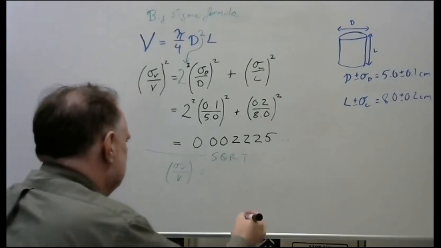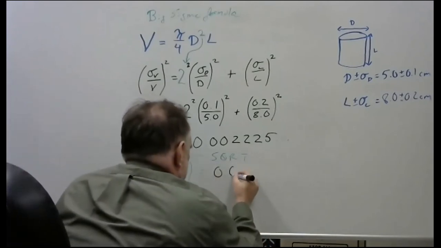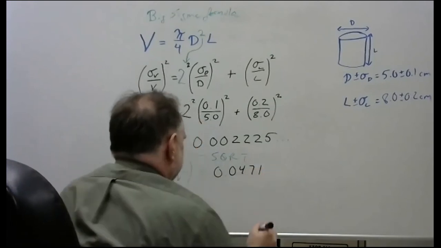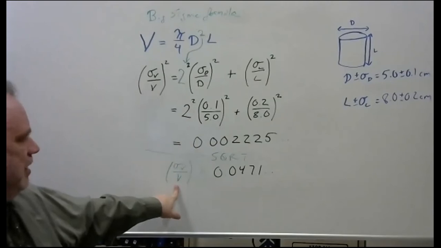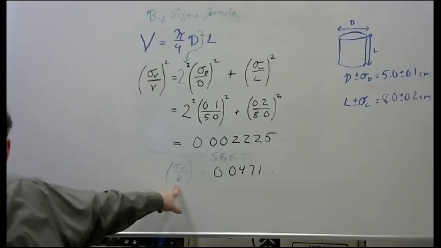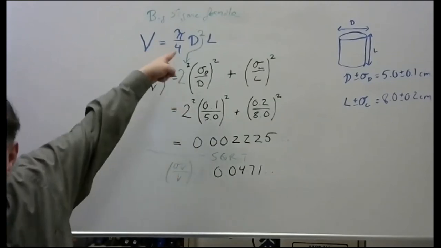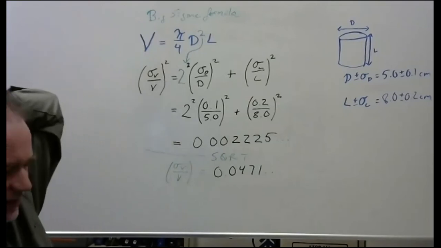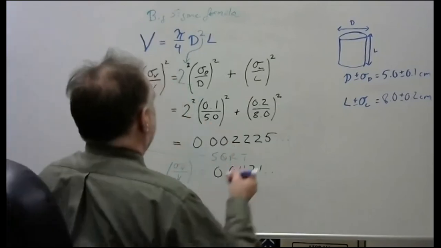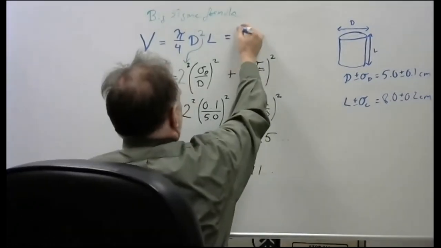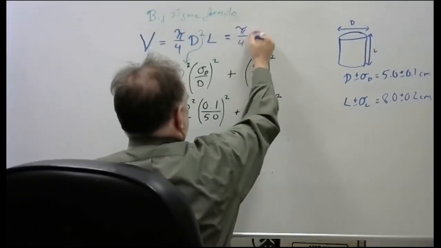0.0471, dot, dot, dot. And now we have to multiply by the v, but we didn't calculate the v yet, so we have to calculate the v. Let's plug in and calculate the v. In fact, you'd probably do that before you calculated the other thing.